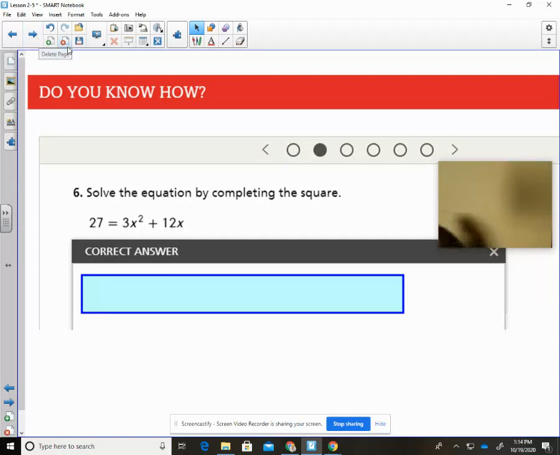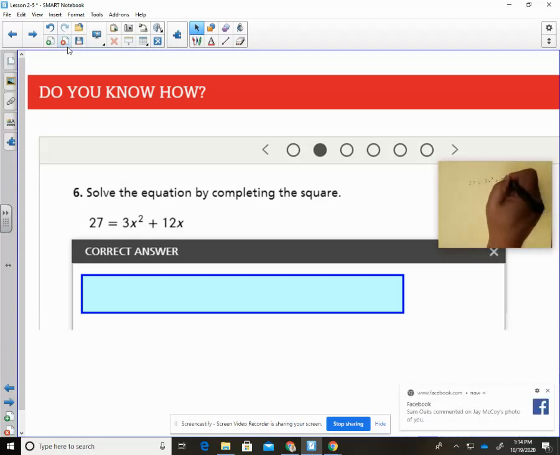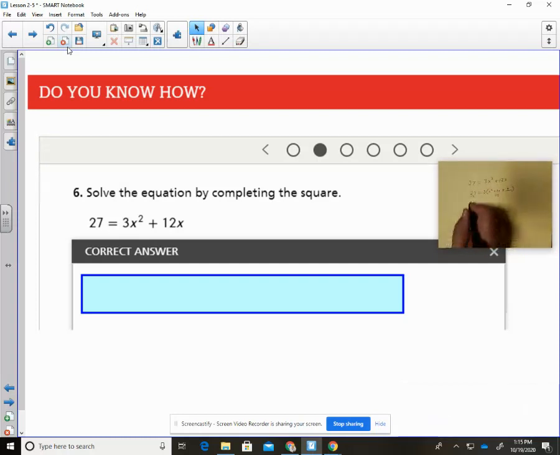All right, so solve the equation by completing the square. I'll leave the 27 over here because we don't need it, do we? Okay. And it doesn't matter. You can rewrite it to the other side if you want. But so that's 27 equals 3 times x squared plus 4x plus something. So half of 4 is 2. 2 squared is 4. But now we're not just adding 4, we're adding 3 times 4, which is 12. So since we're adding 12 to this side, we'll subtract 12 from the other side.